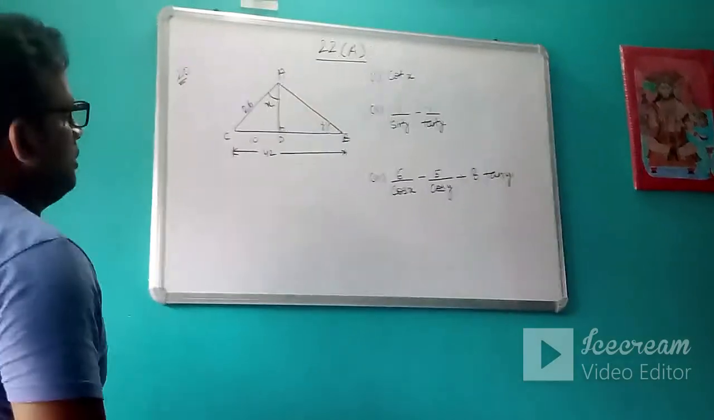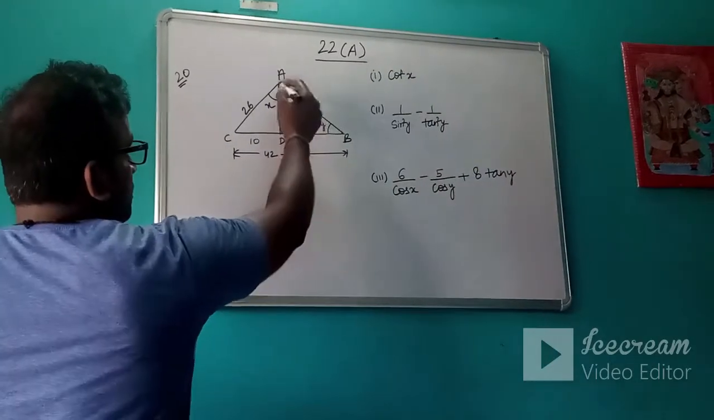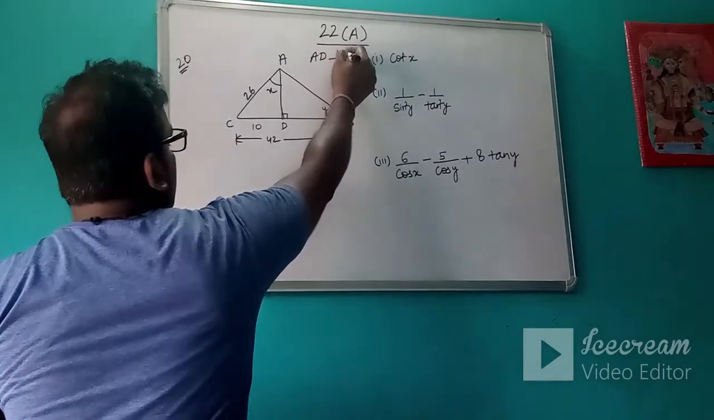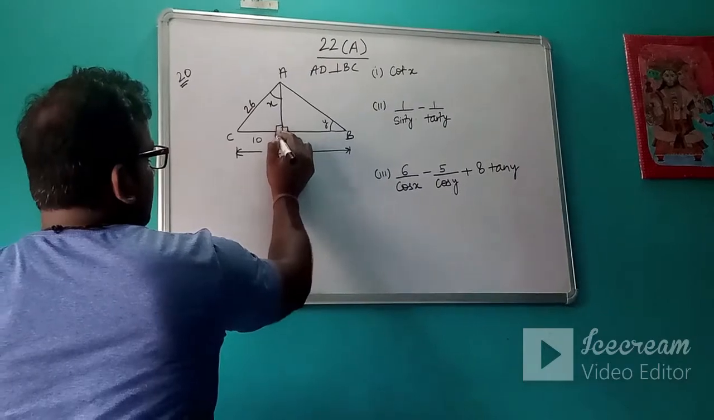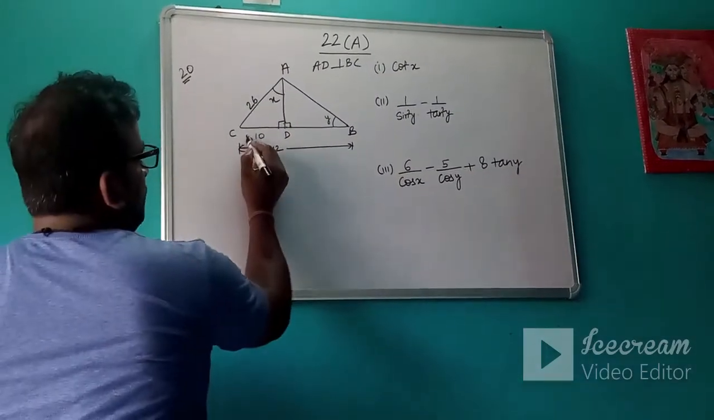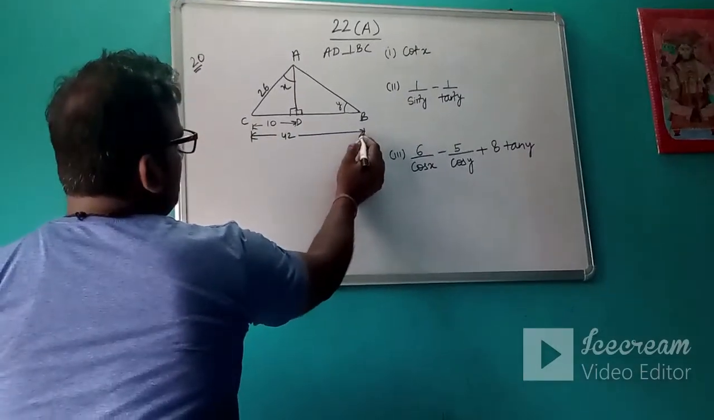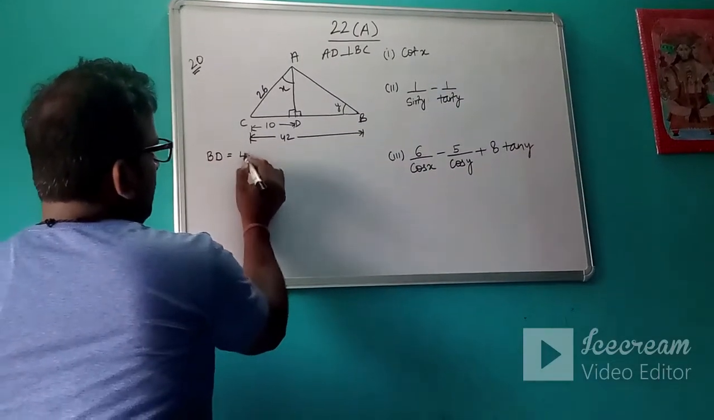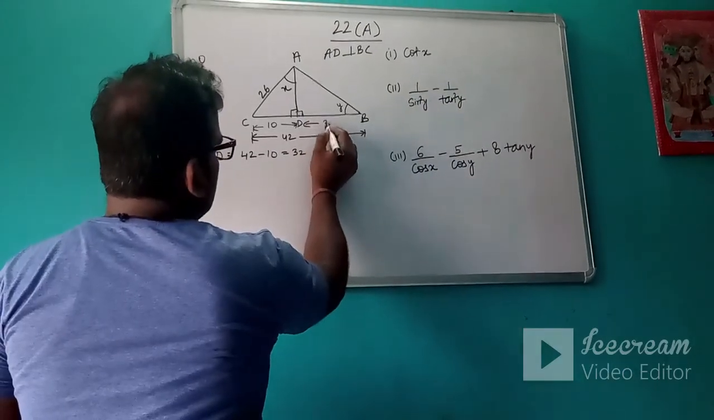Okay, so let's discuss one more question. This is the last question of this exercise. So what is given? This is a triangle ABC and it is given that AD is perpendicular to BC. That means this angle is 90 degrees as well as this angle is 90 degrees. What else is given? The value of AC is given and value of CD is 10 and value of BC is 42. So we will calculate value of BD. So what is your BD? 42 minus 10, that is 32.